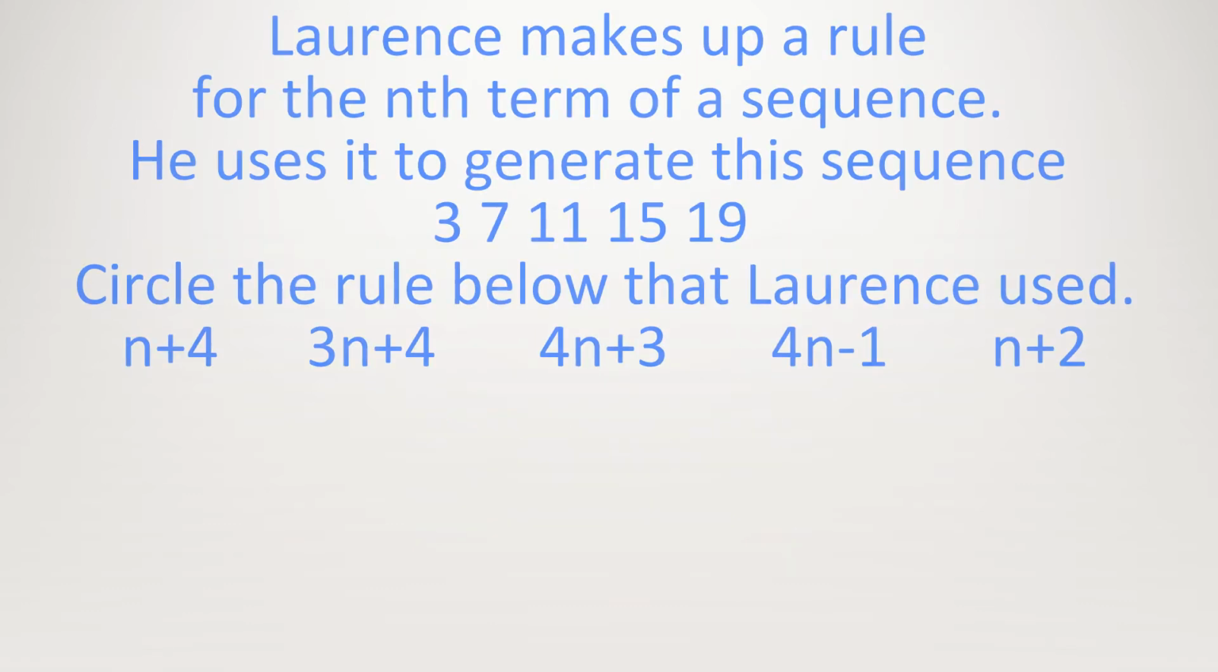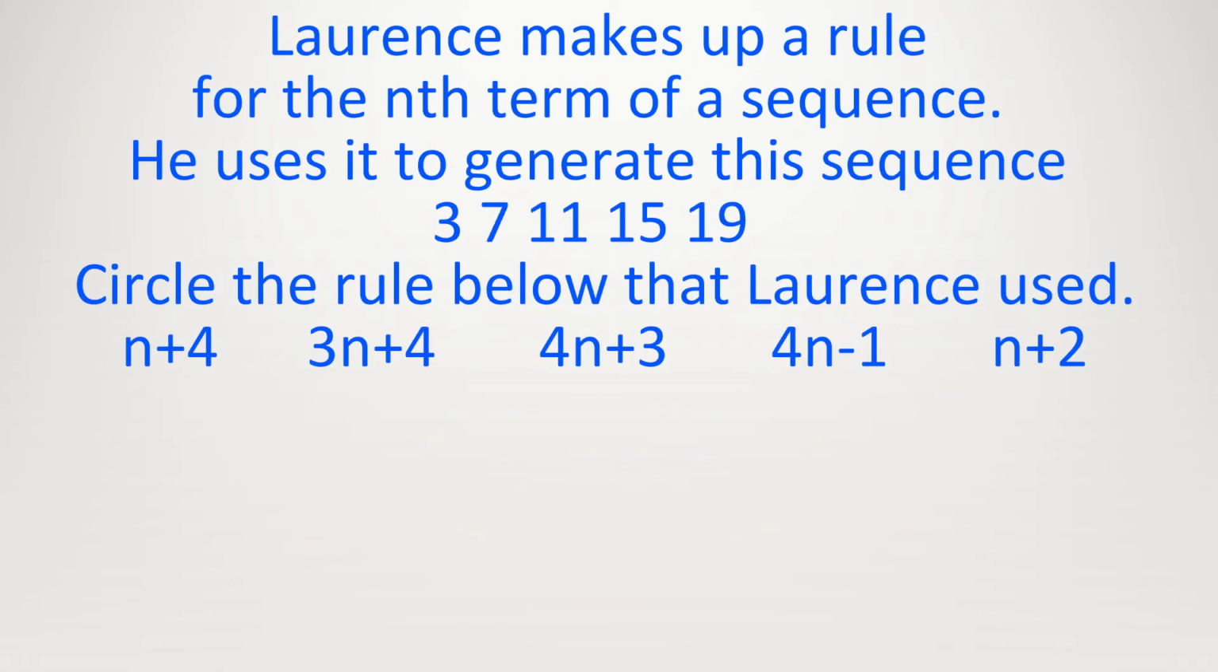Let's begin. Lawrence makes up a rule for the nth term of a sequence. He uses it to generate this sequence: 3, 7, 11, 15, 19. Circle the rule below that Lawrence used.